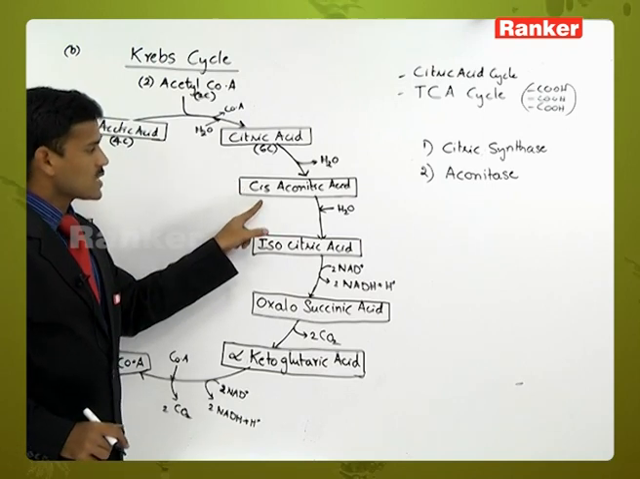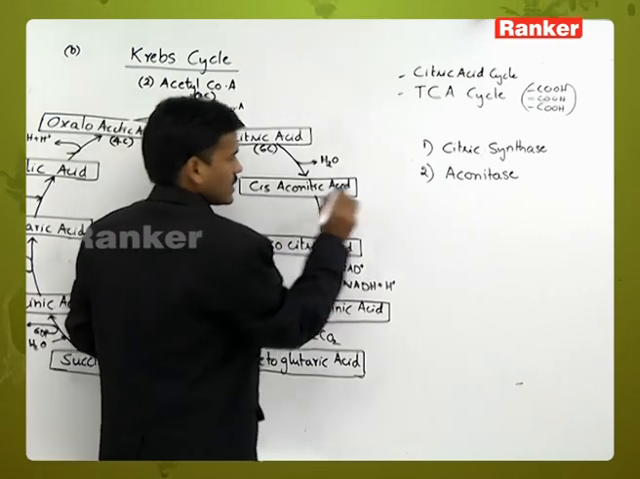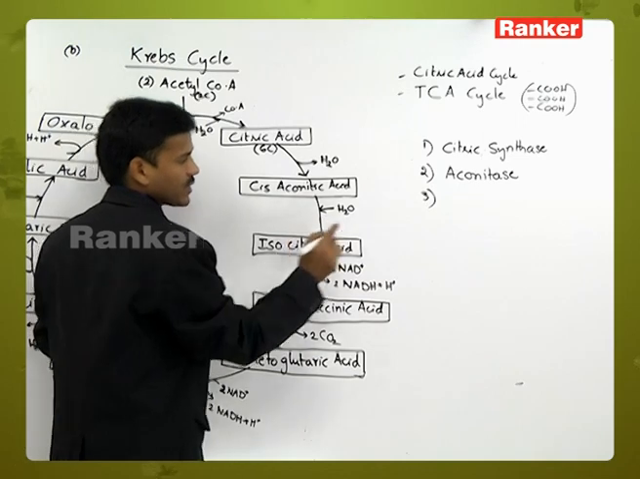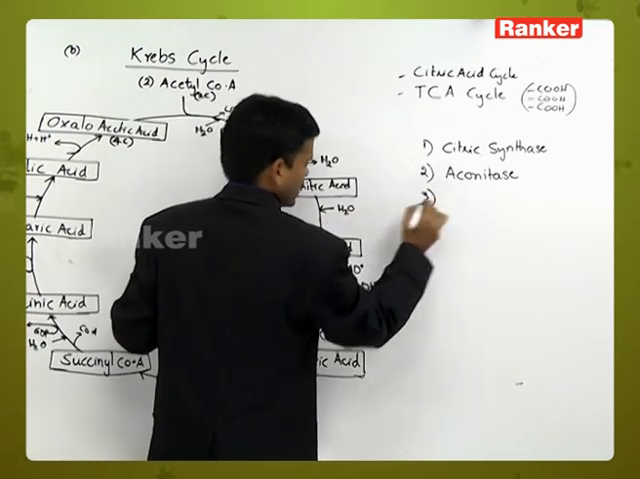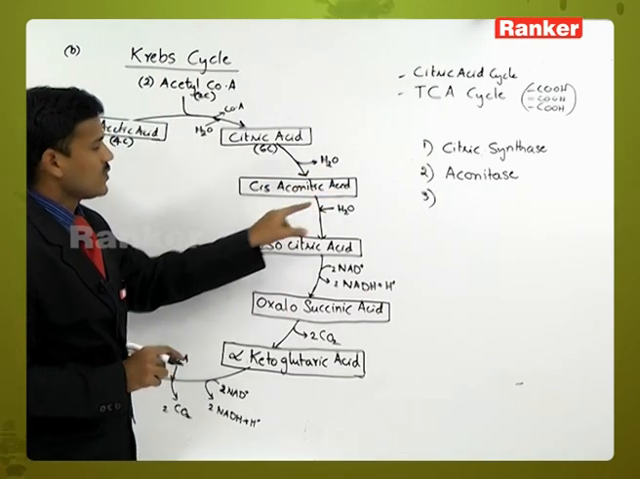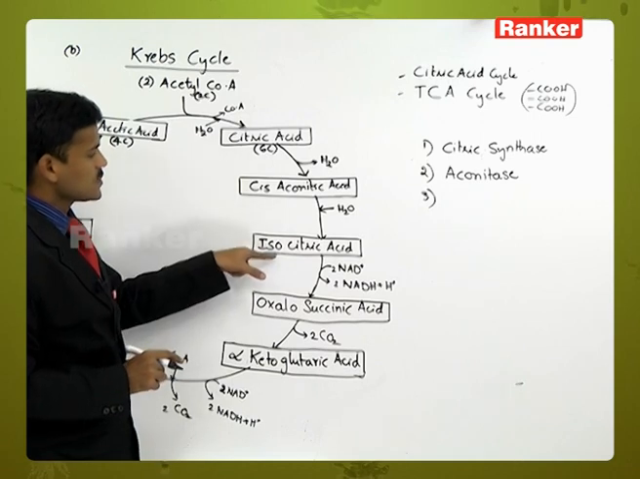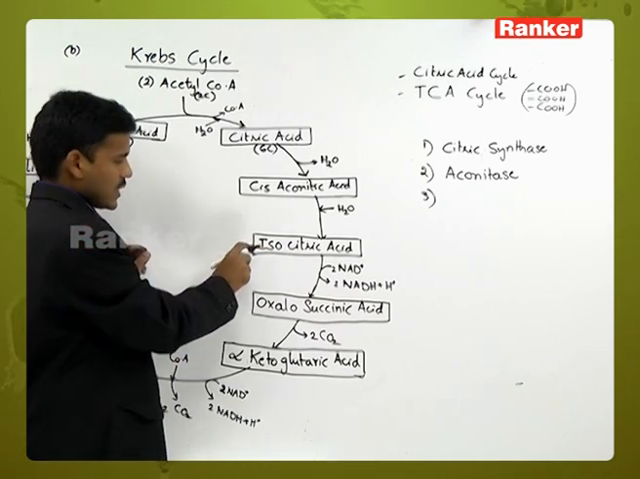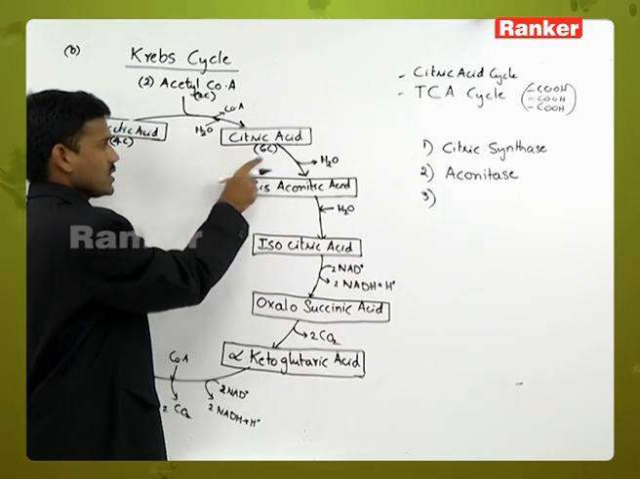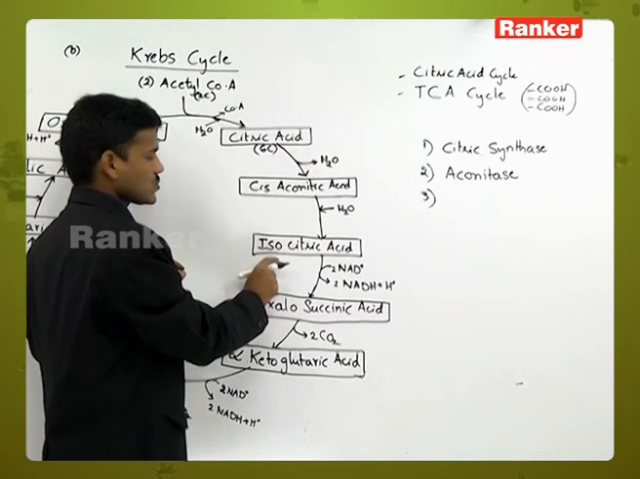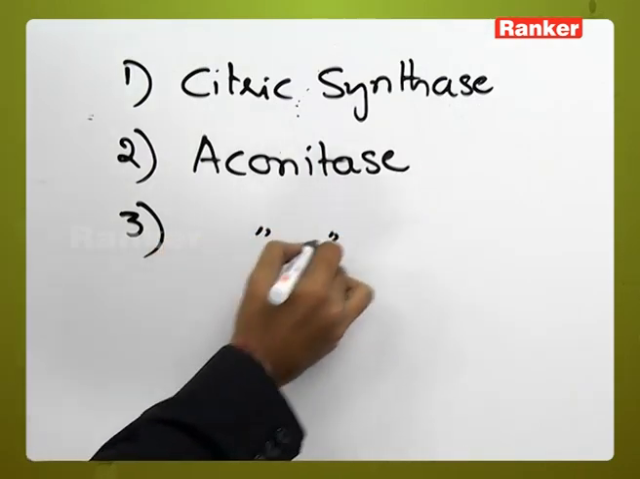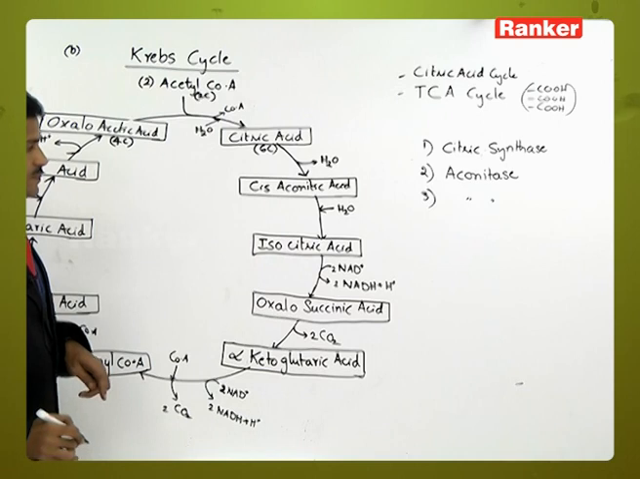It is also a 6-carbon component. Next, the third step is a hydration process, addition of water. Due to the addition of water, the same component is produced again. Removal of water, addition of water. So the same type of citric acid is produced, called isocitric acid. Iso means the same type. So the second and third steps are catalyzed by the same enzyme, the aconitase enzyme.